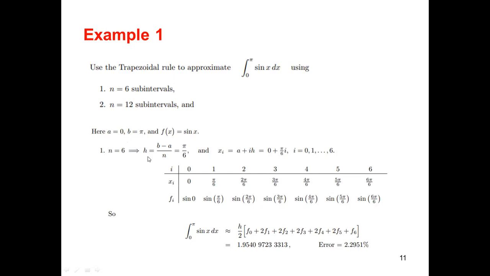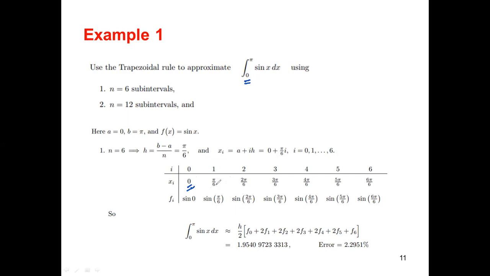We determine the value of h using the formula b minus a over n. So your b is pi minus a, which is 0, divided by 6. This tells you that your x will be incrementing by a factor of pi over 6. What do you mean by that? Meaning, the first x that you will use for the first division will be 0, because you started with 0. Then you increment the x using the pi over 6.